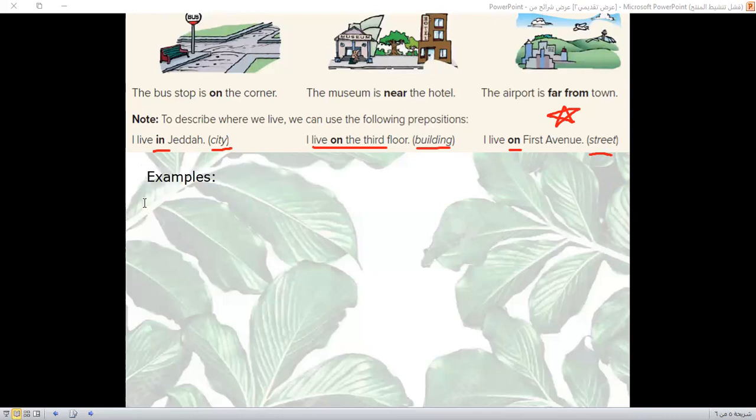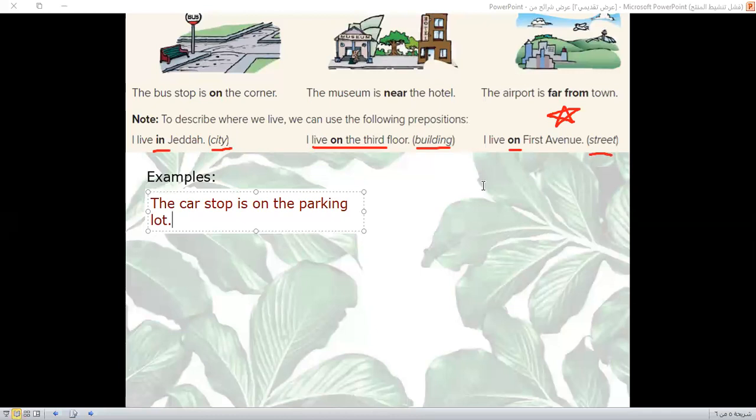Other students, where are you? Come on, Rory. The car stop is on the mall. Very good. The car stop is on the mall. We cannot say the mall because we can say the car stop is on the or in the parking. Yes, in the parking lot. Yes, very good. The car stop is in the parking lot. Thank you. Very good sentence, Rory.